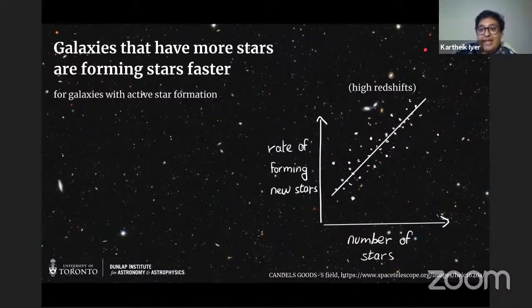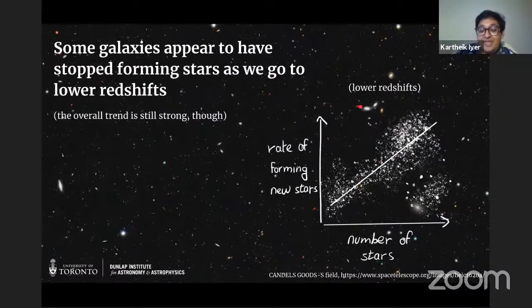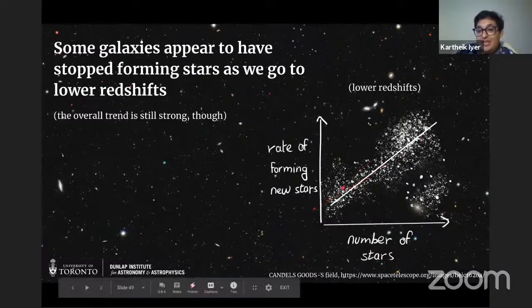And this is at high redshifts, right? This is really when the universe was young. But if we come to lower redshifts, we still see this correlation overall. So although it's a bit lower, you remember that at cosmic noon, star formation activity was just higher. So when you come to lower redshifts, you just see overall that this correlation still exists.